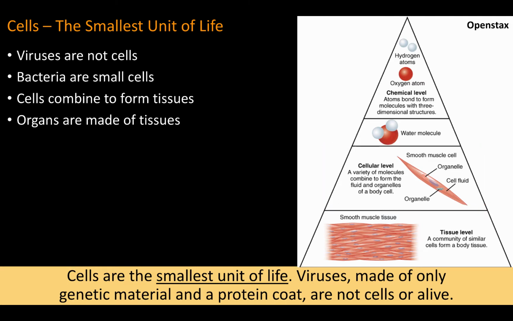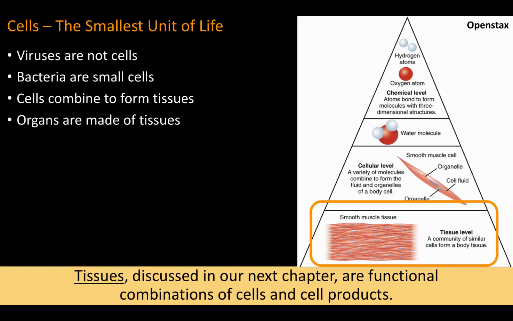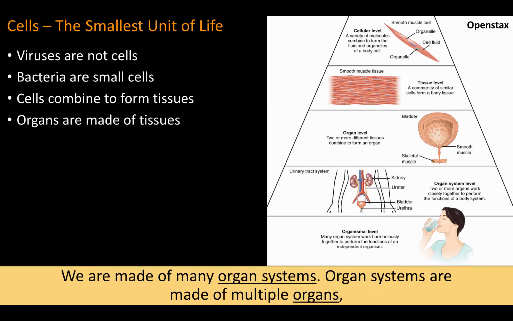Cells are the smallest unit of life. Viruses, made of only genetic material and a protein coat, are not cells or alive. The smallest cells, bacteria, have cell membranes and some other features in common with our cells. Tissues, discussed in our next chapter, are functional combinations of cells and cell products.